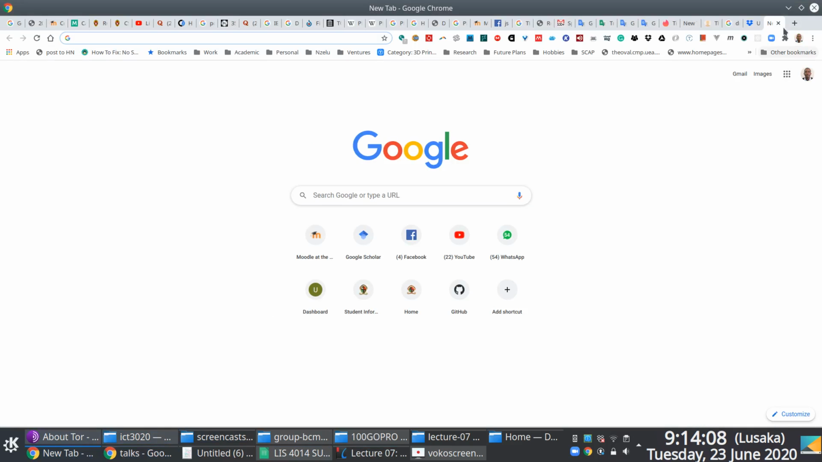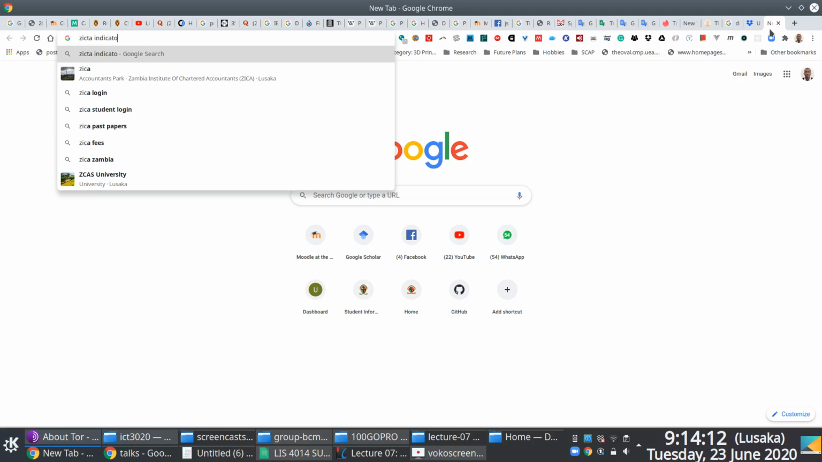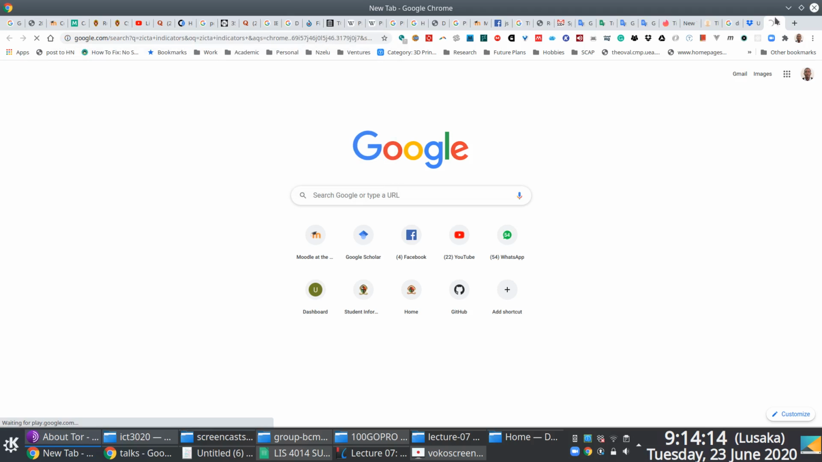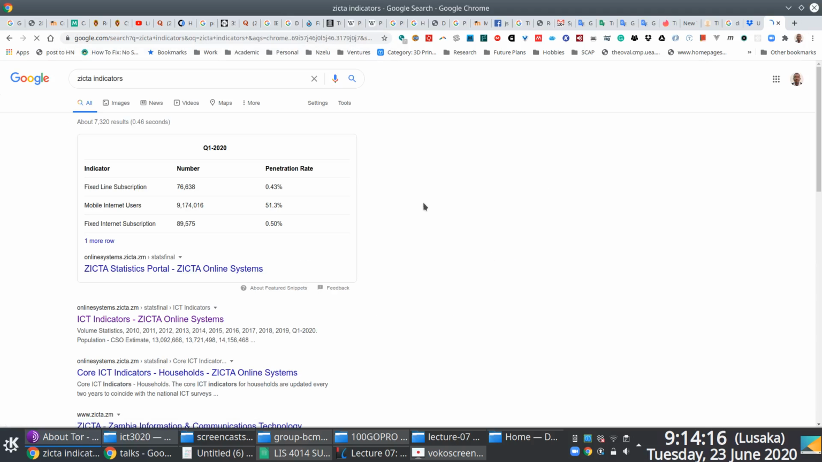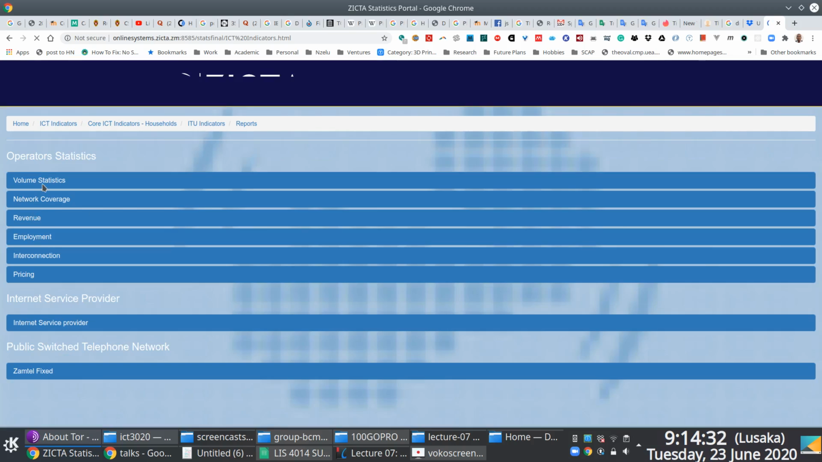But also, let's see, Zicta indicators. Zicta compiles these things, and I want to wrap this in here because I want this to make sense, right? This whole notion of when you would want to take advantage of clustering techniques and when you'd want to take advantage of, let's say, supervised machine learning techniques.